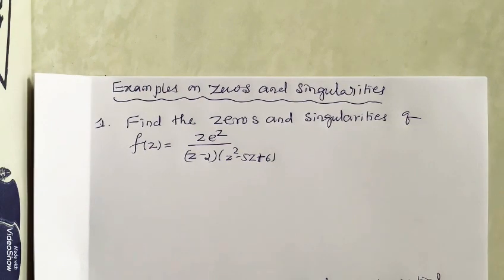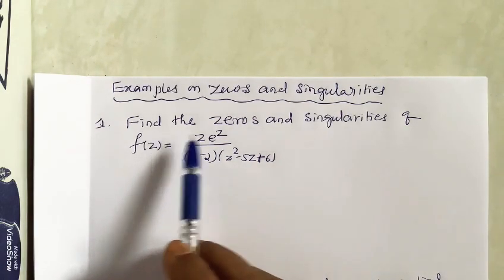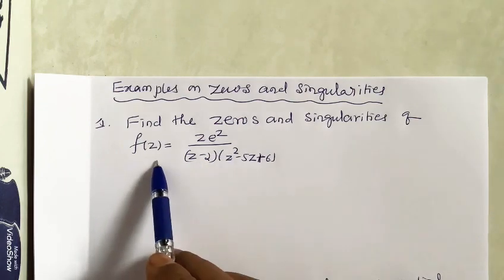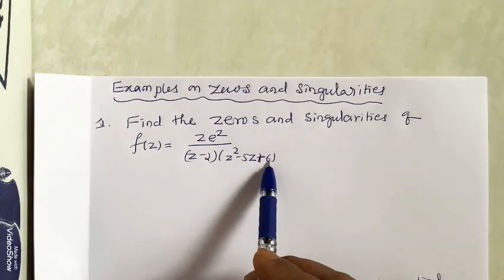So usually for the 2 marks they will ask to define zeros, pole, or define essential singularity or removable singularity, or they may ask for an example. Therefore today I will take only examples on these. So I will take the first one. Find the zeros and singularities of f z equal to z into e raised to z divided by z minus 2 into z square minus 5z plus 6.